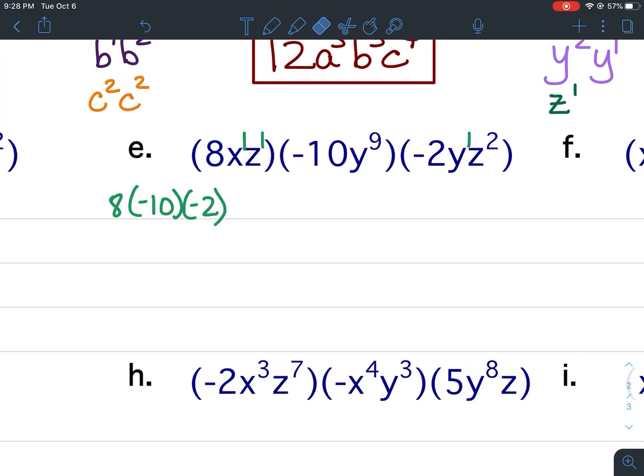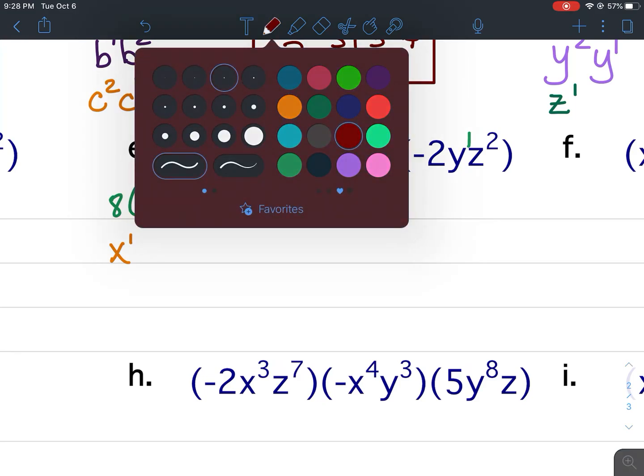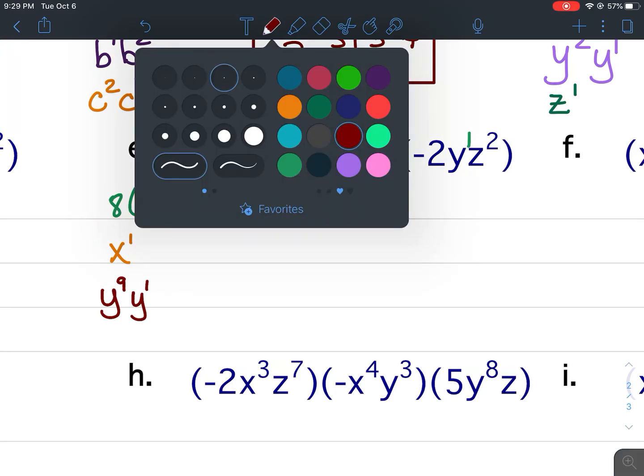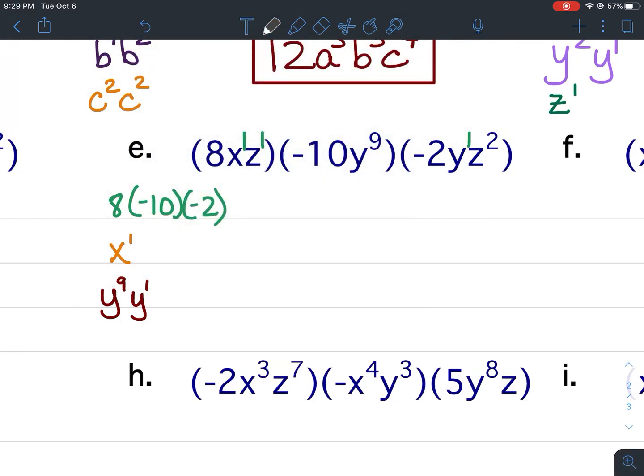Now going in alphabetical order, we've got x, y, and z. I only have one x term, and that is x to the first. I have two y terms. I have y to the ninth and y to the first. And I've got two z terms. I've got z to the first and z squared. Again, put lines through your z's.